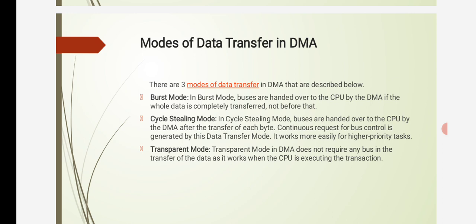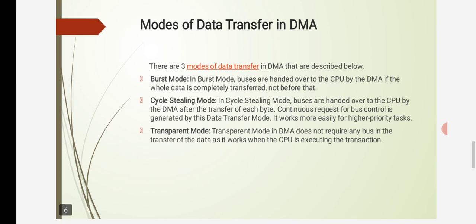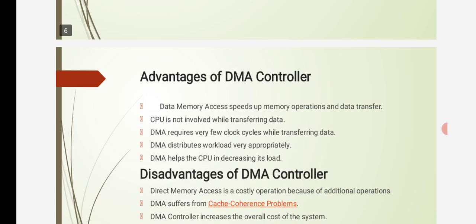The second one is cycle stealing mode. In cycle stealing mode, the buses are handed over to the CPU by the DMA after the transfer of each byte. Continuous requests for bus control are generated by this data transfer mode. It works more easily for higher priority tasks. Transparent mode. The transparent mode in DMA does not require any bus in the transfer of data, as it works when the CPU is executing the transaction.